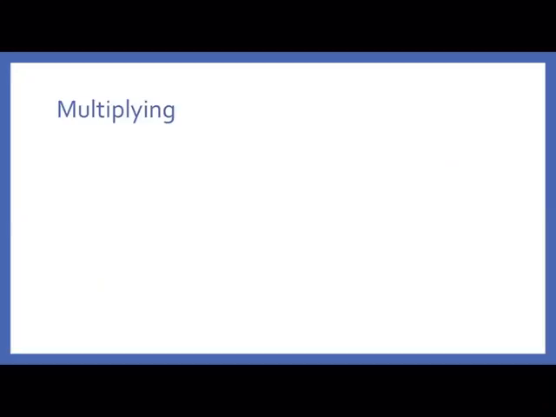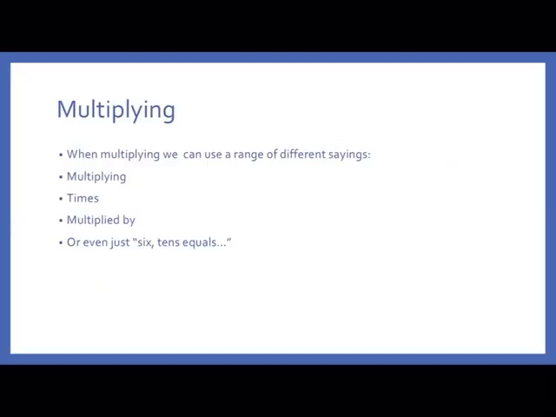Okay, so when multiplying, we can use a range of different words. We can use multiplying or multiplied by. We can use times, or times by, or even just saying 6 tens equal, or 5 threes equal, or 4 twos equal. However, we always use the one symbol when writing the equation, and that symbol is of course the x. It looks like an x, but that is a multiplication sign.